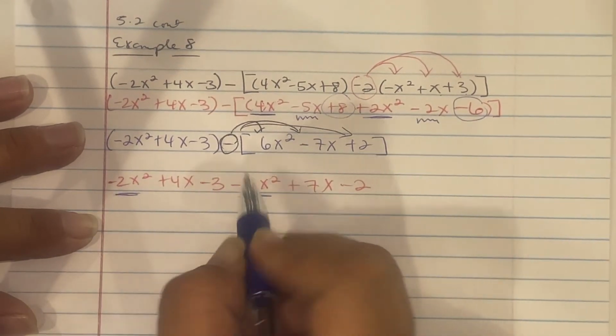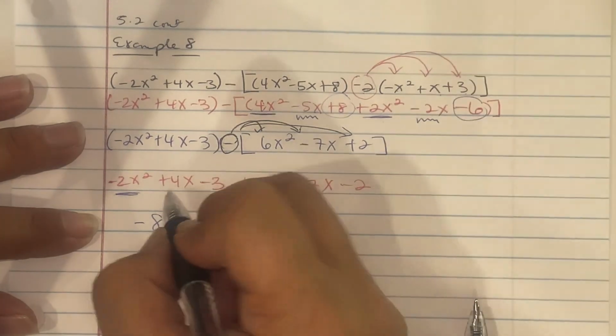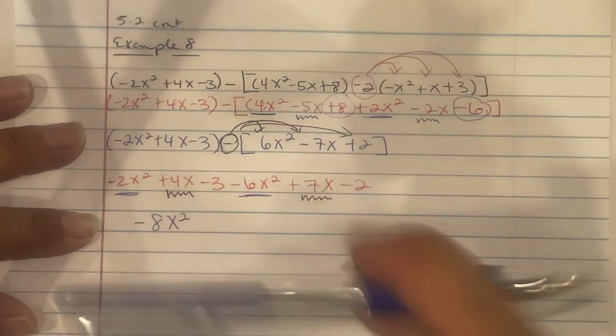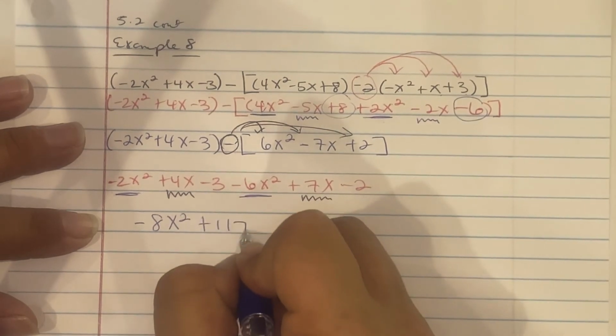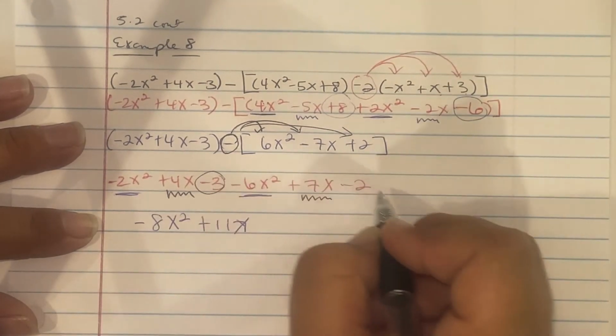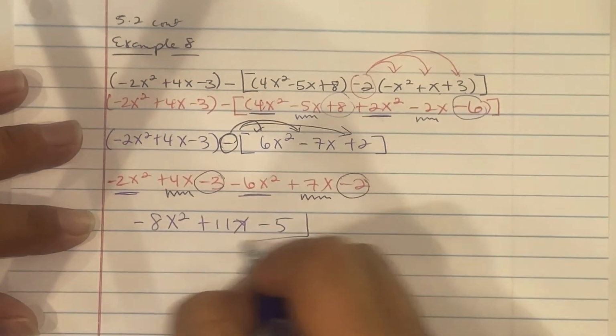Negative 2, negative 6, I am negative 8x squared. X's, you have positive 4x and a positive 7x. We have a positive 11x. And then your plain numbers, negative 3 and negative 2, we are a negative 5.